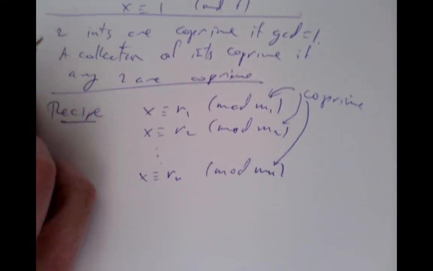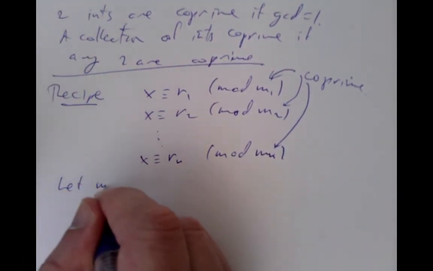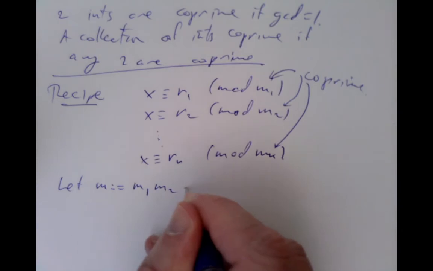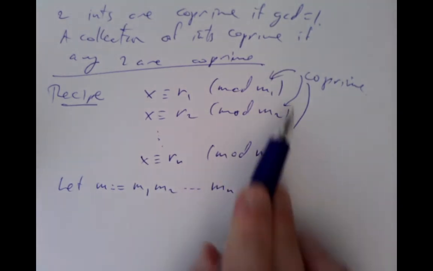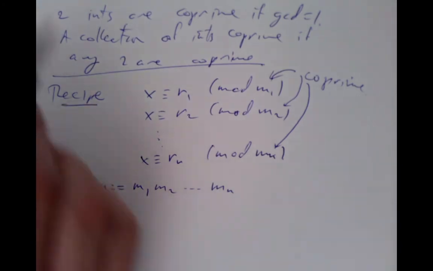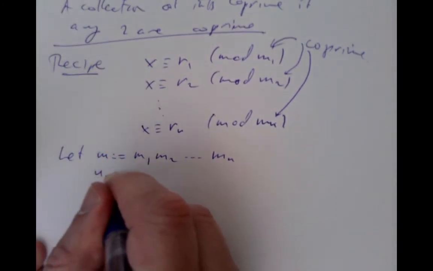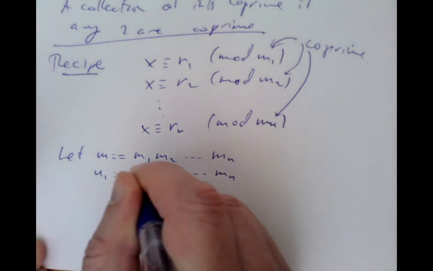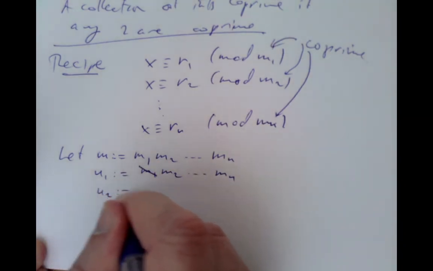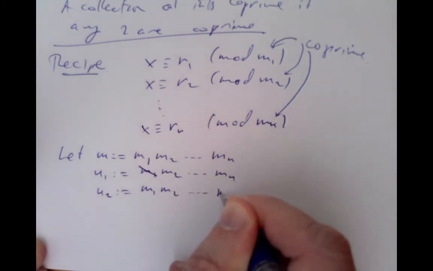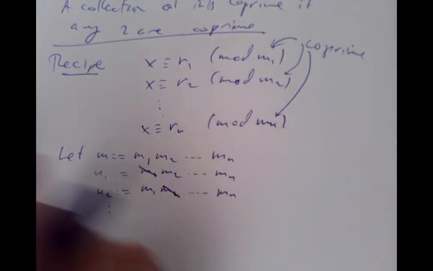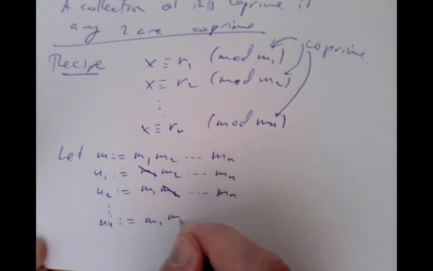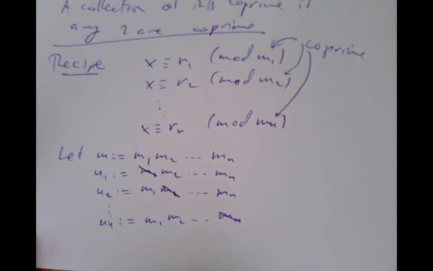So what's the technique? We're going to let M be, where colon equals means is defined to be, the product m1, m2, dot dot dot, mn. We multiply all the numbers that we're working modulo together. And then we'll let u1 be the same thing, m1, m2, dot dot dot, mn, but cross out the m1. u2 is m1, m2, dot dot dot, mn, but cross out the m2, and so forth, all the way to un, which is m1, m2, dot dot dot, but cross out the last, the mn. Okay, so those are our u's.